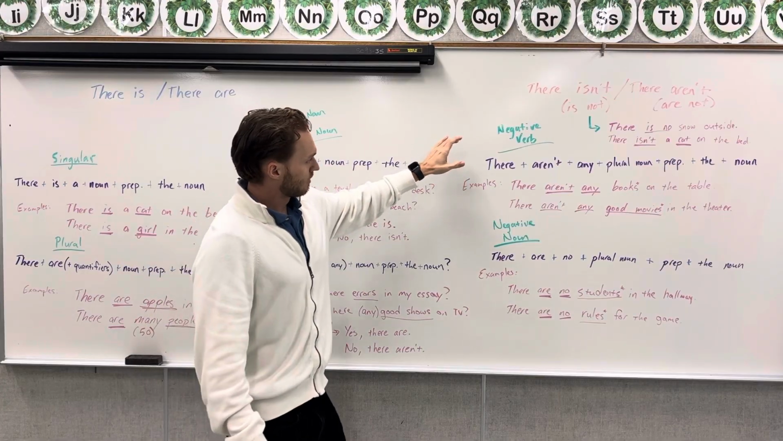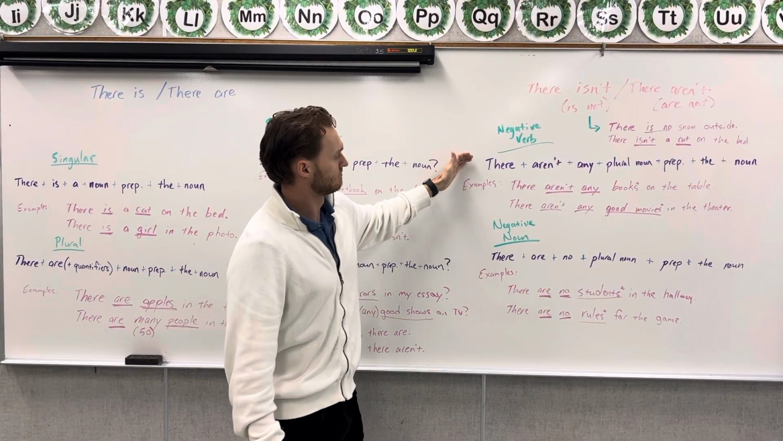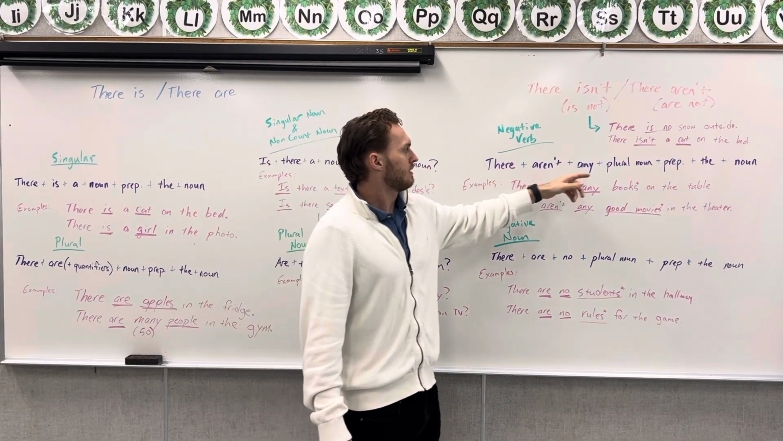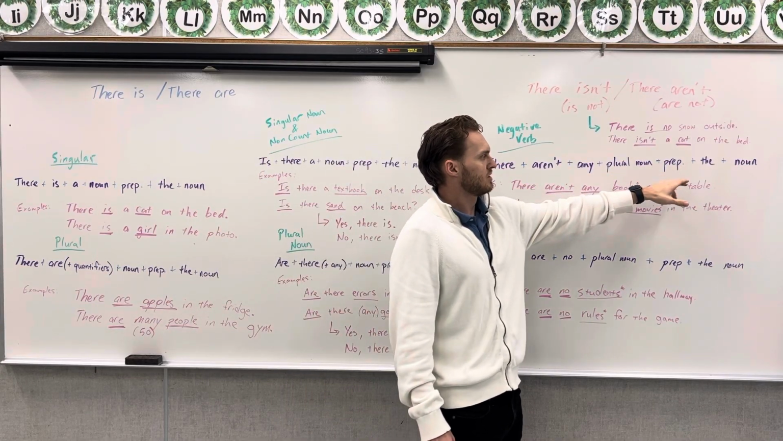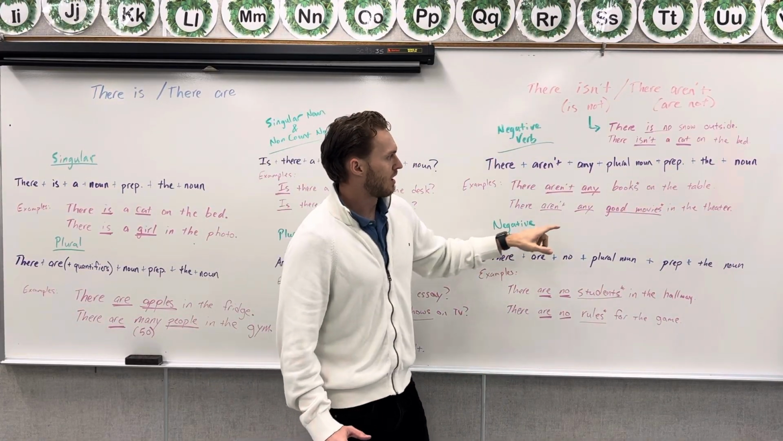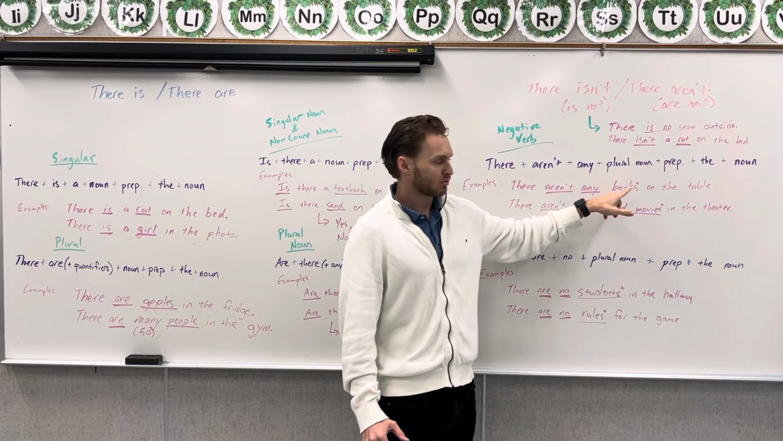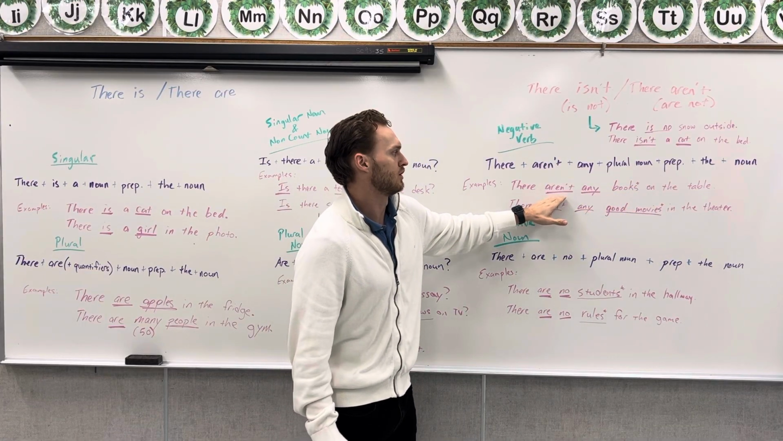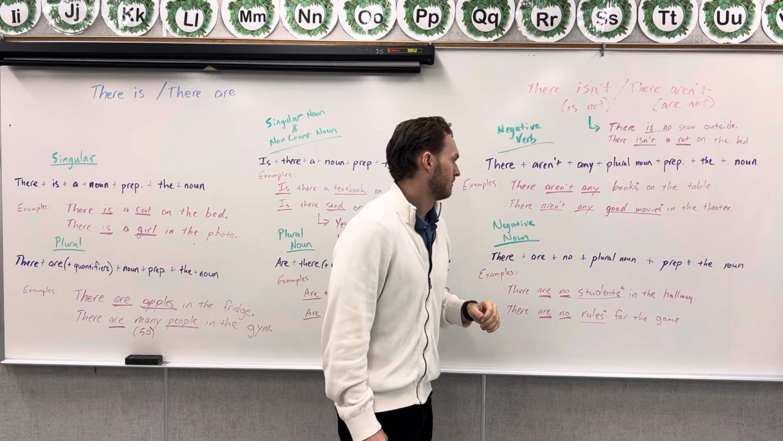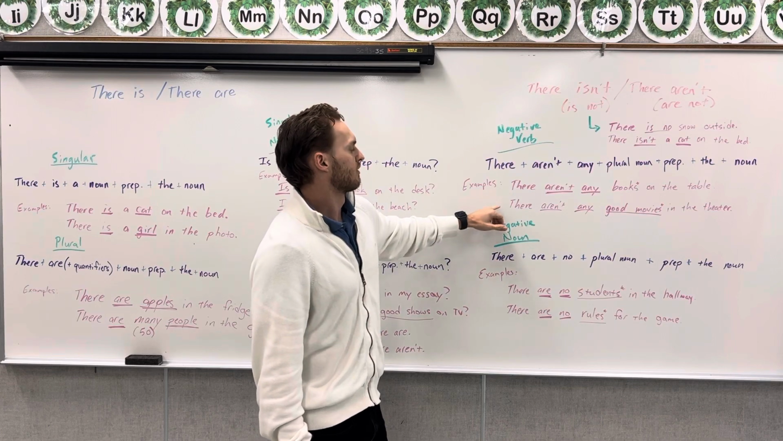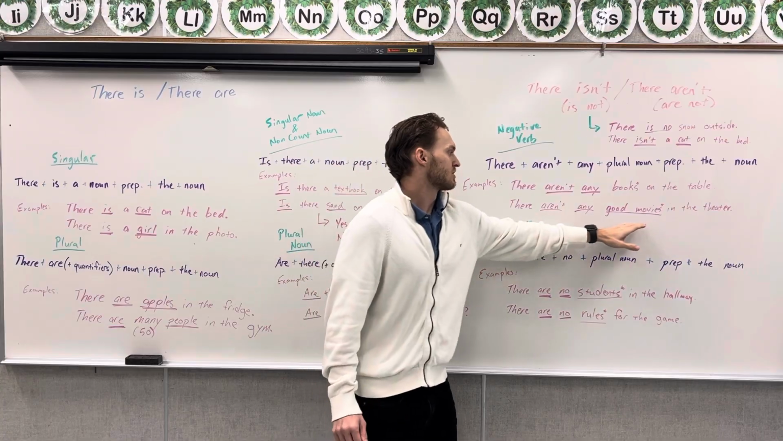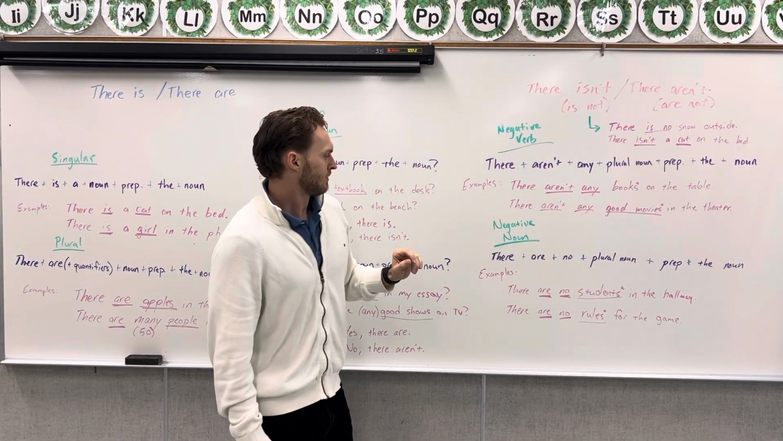Now, if we're going to follow for negative verb sentence, we would follow the formula there aren't any plural noun, preposition, the, and noun. So for example, there aren't any books on the table. Books is plural, so we are going to use the word aren't. There are not any books on the table. Or another example we have, there aren't any good movies in the theater. Movies is plural, so we're going to be using aren't.